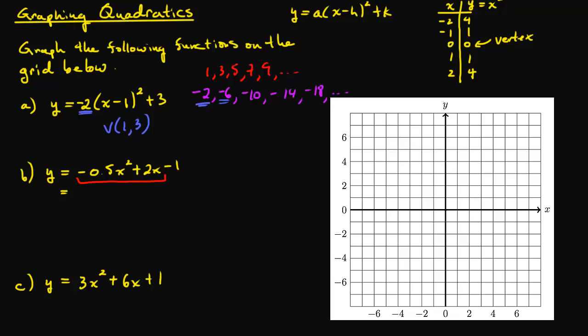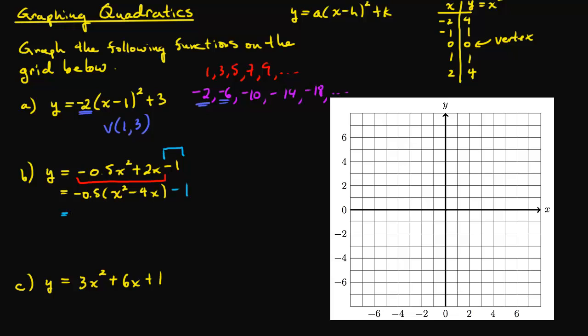You'll see why I'm doing this in a second. So we're going to divide x squared by negative 0.5, which is just x squared. We're going to divide positive 2x by negative 0.5, which is negative 4x. And then the constant term, this right here, we're just going to leave outside of the bracket. So we'll leave that minus 1 outside of the bracket.